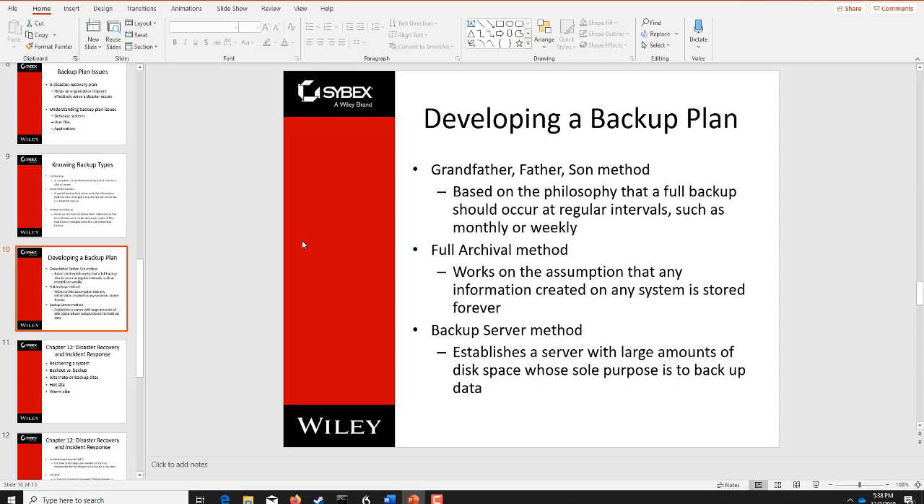And then the backup server method, which establishes a methodology where a server with large amounts of disk space, whose sole purpose is to back up data. And this is where we get into very large SANs, storage area networks. Amazon Web Services would call that Glacier, just FYI.